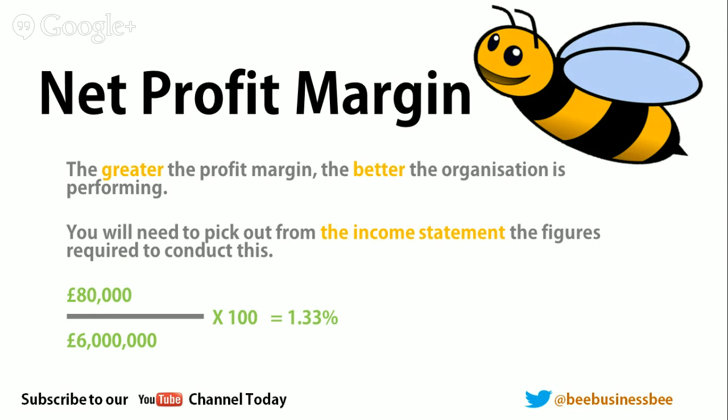Now, think about this logically. You've got an example there. You've got 80,000 divided by 6 million, so your net profit is 80,000, your turnover is 6 million, and then you times it by 100, and you get a figure of 1.33%. How would you think that business is performing?